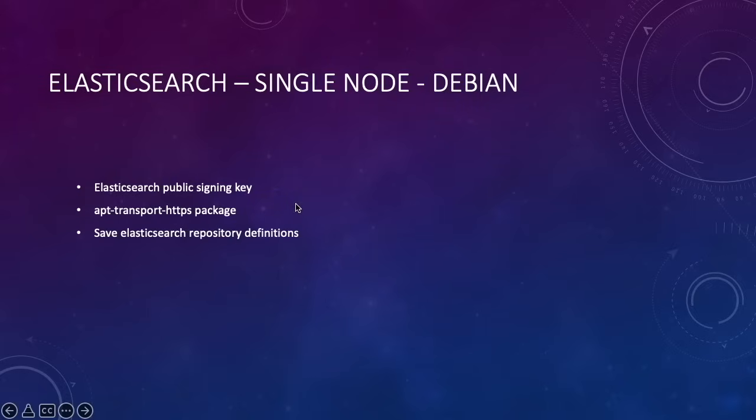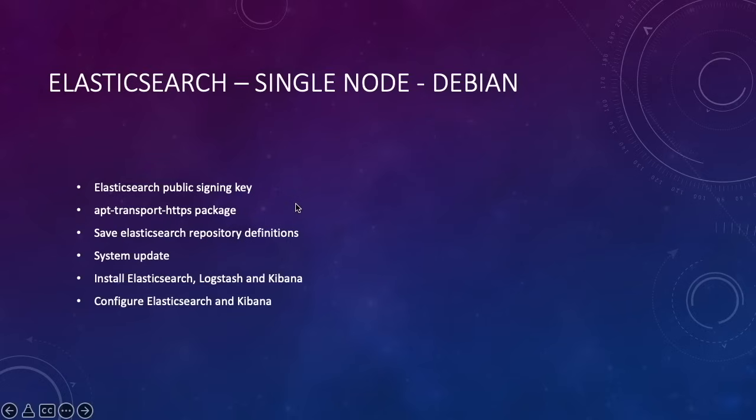After that, we will save the Elasticsearch repository definitions onto our Linux system. Then we will do a system update and then install Elasticsearch, Logstash and Kibana. Once the three applications have installed, we will configure Elasticsearch and Kibana. I will dedicate a separate lecture for Logstash. And finally, we will test connectivity to our services.